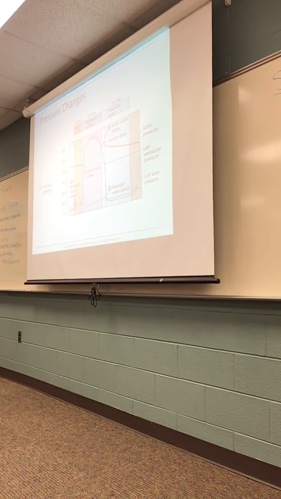I realize this is in black and white, so I apologize, but the left atrium keeps going here, and the left ventricle here. So here they're about the same pressure, and right here it rises above. So what event happens right there?